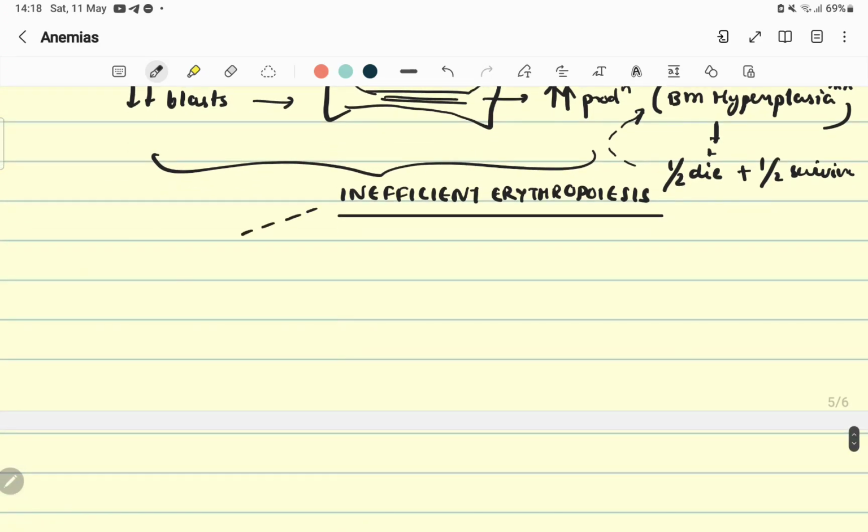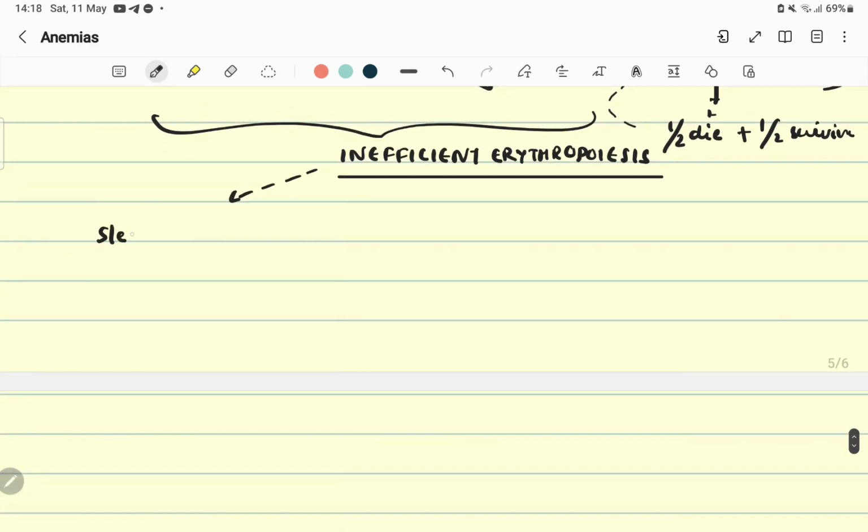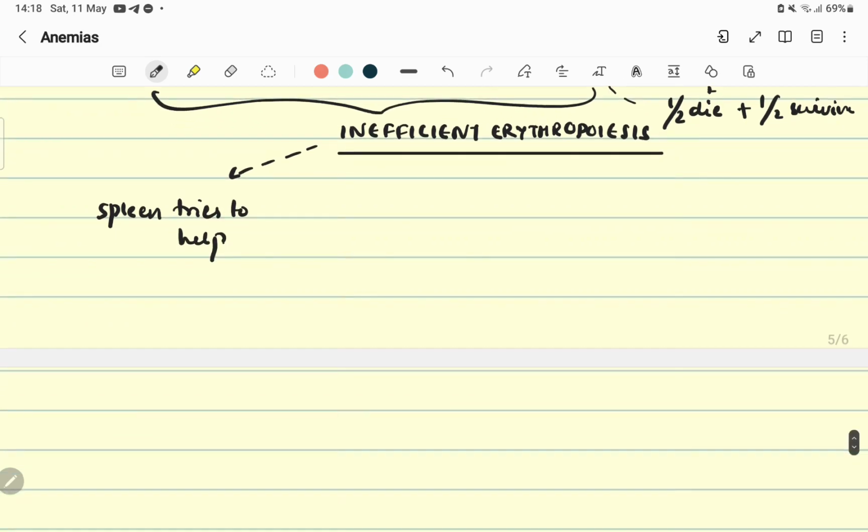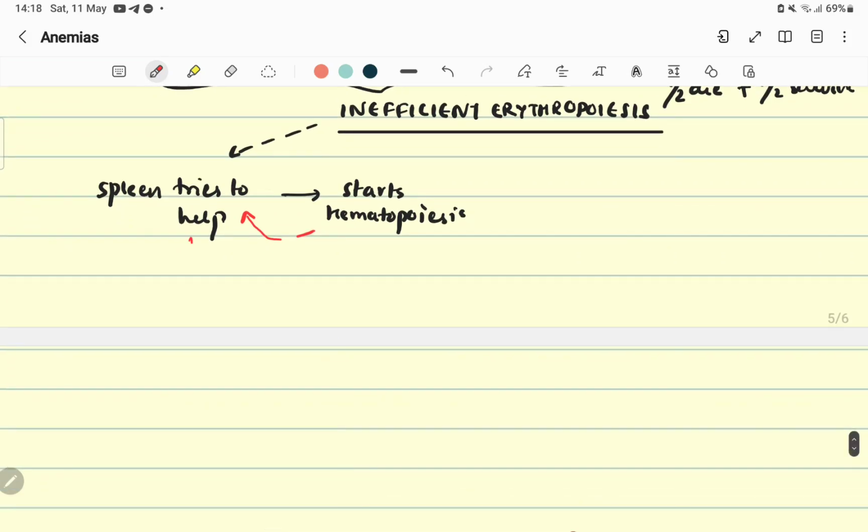After this inefficient erythropoiesis, the spleen will start to help. The spleen tries to help. If the spleen tries to help, it starts hematopoiesis again. But it is also insufficient. Genetic abnormality will manifest higher. So there will be splenomegaly associated with this.